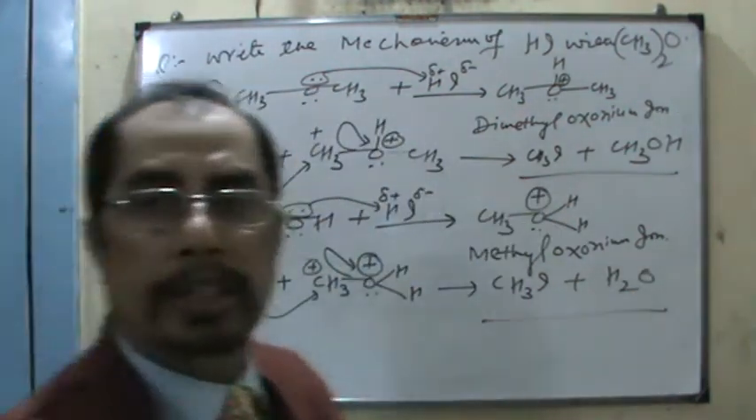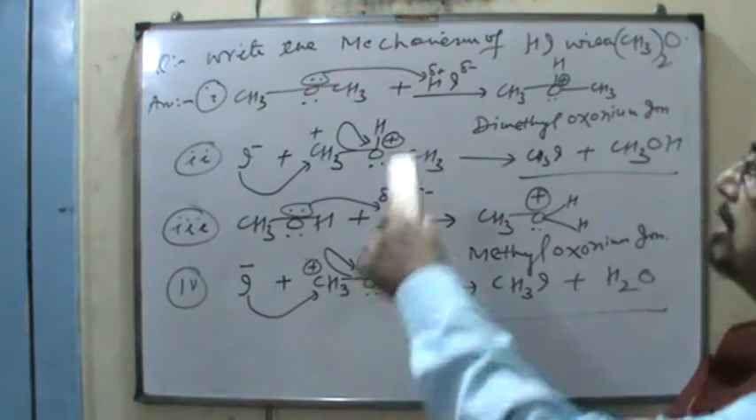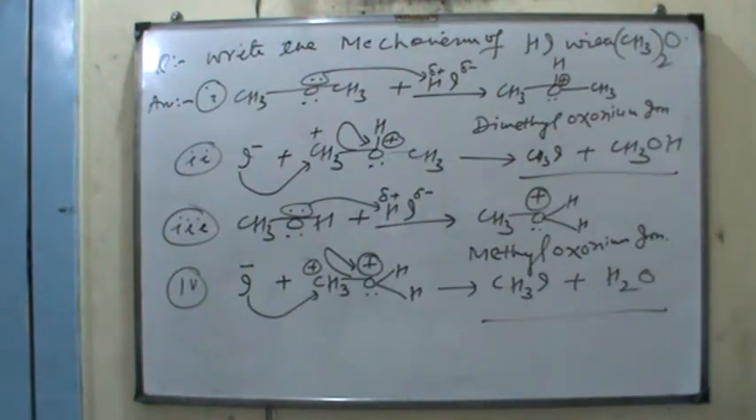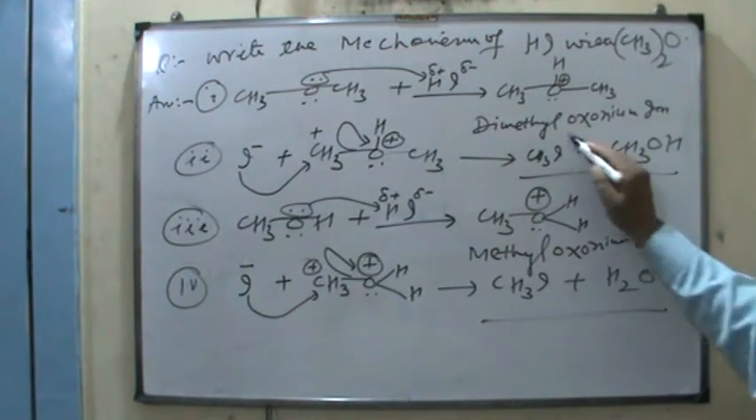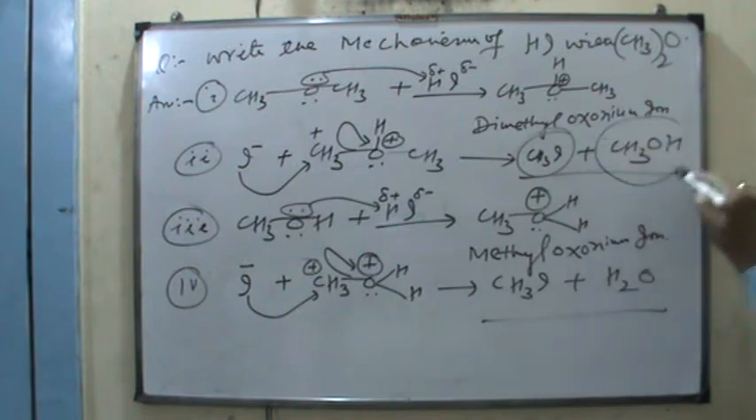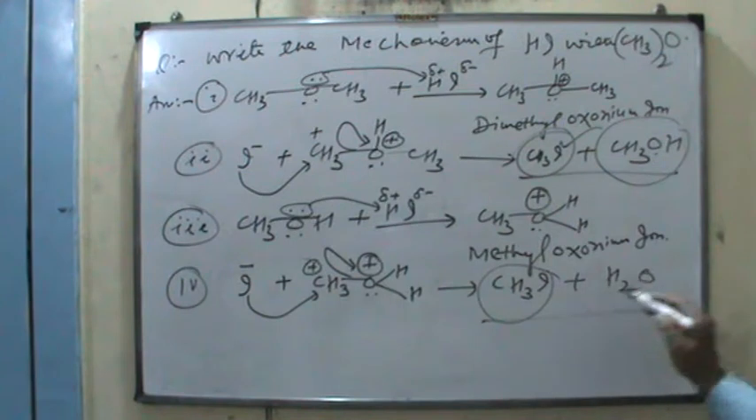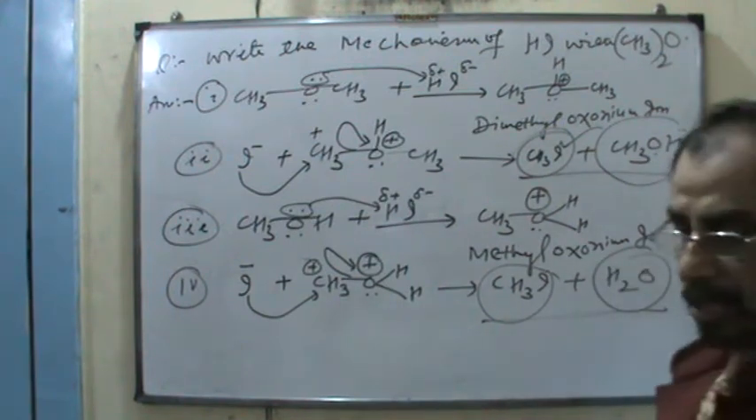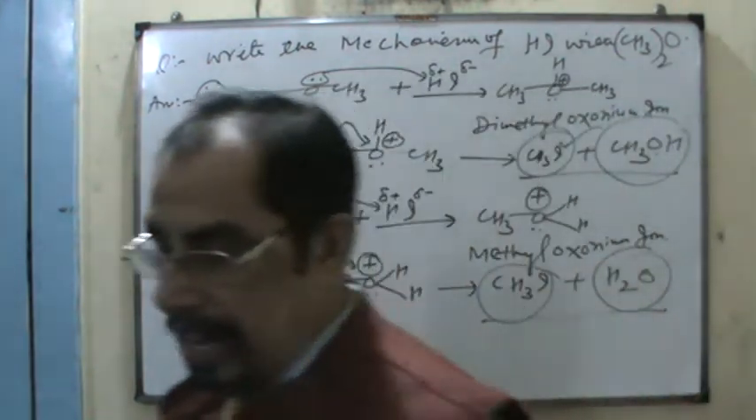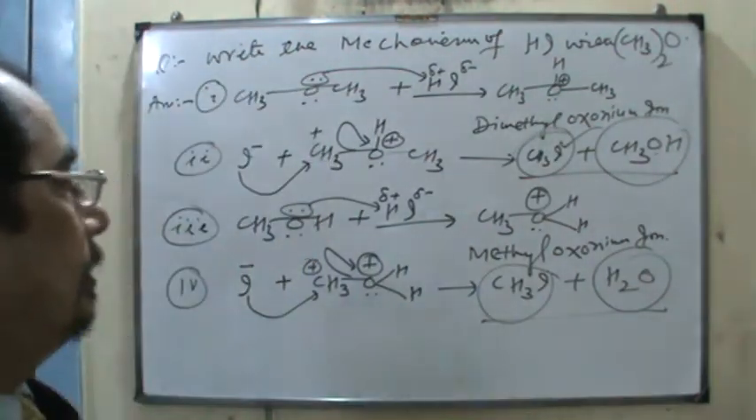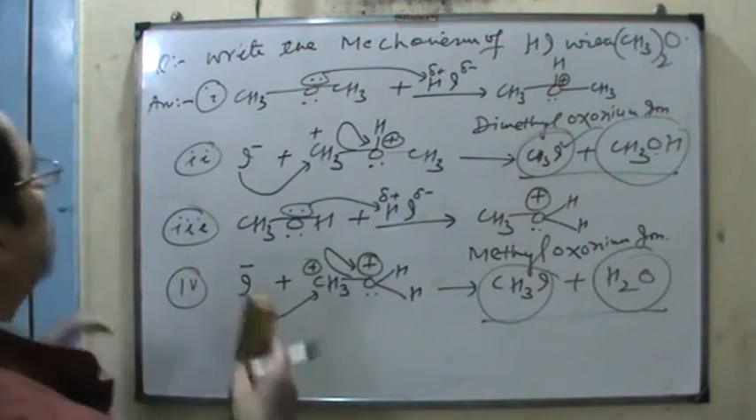So remarkable products are there in the mechanism of HI with methoxymethane. First is the methyl alcohol, methyl iodide and methyl alcohol. Other is the methyl iodide and water molecule is lost. So this is the reaction mechanism of dimethyl ether with HI.